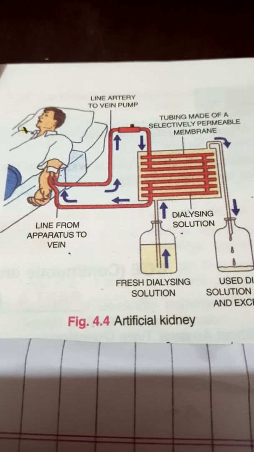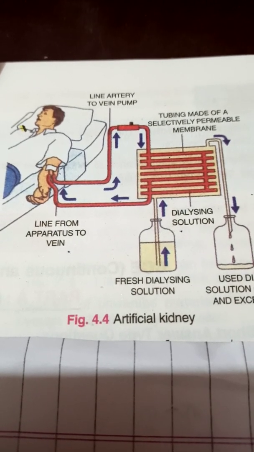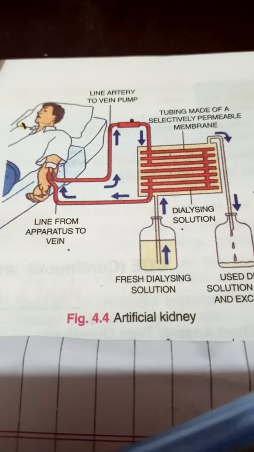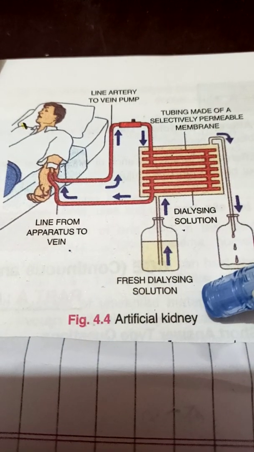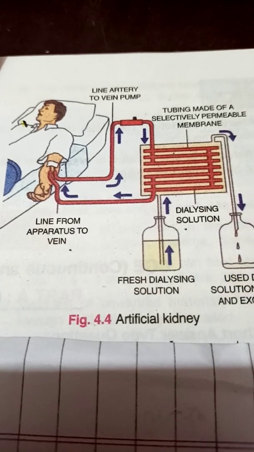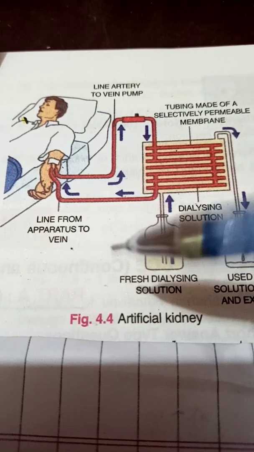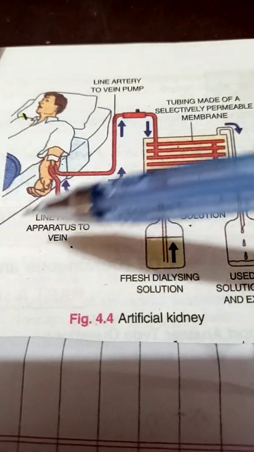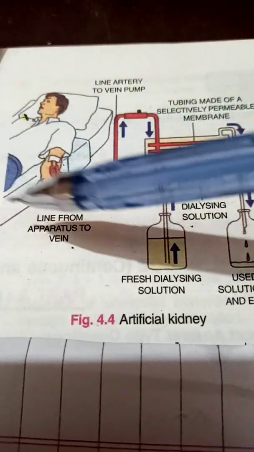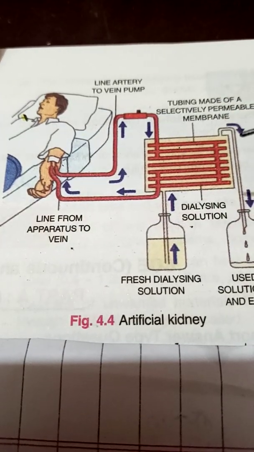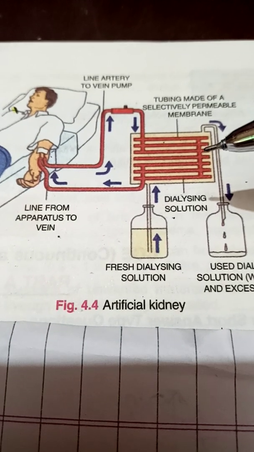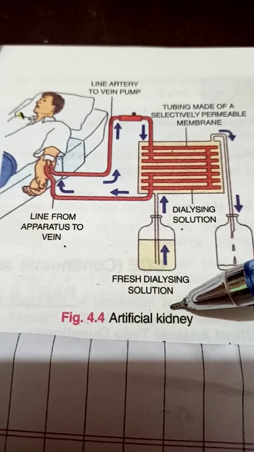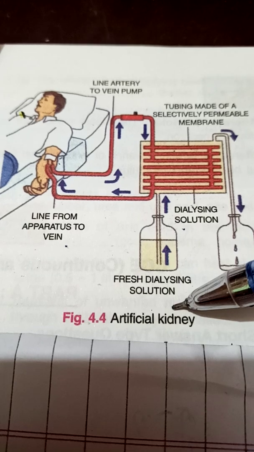In earlier tutorials, you have seen and understood about the kidney and its functions. Today, we will read about artificial kidney. Why is there a need for an artificial kidney? When a person's kidneys are damaged, his kidneys are not able to perform the function of filtration. So, artificial kidney or hemodialysis is used.